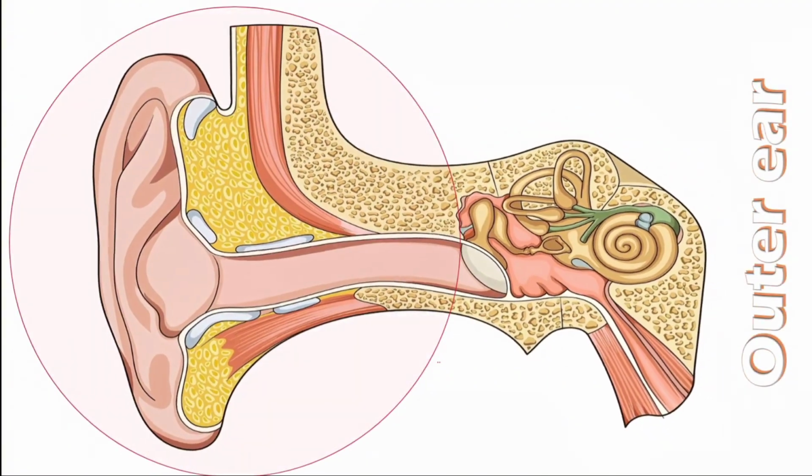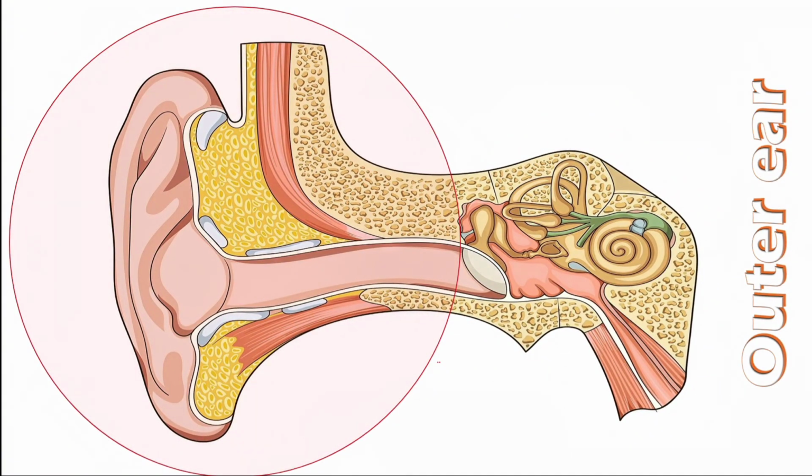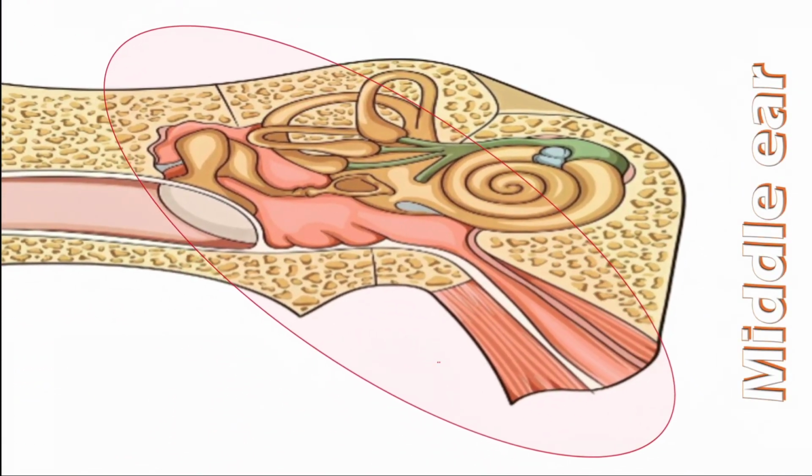1. Outer ear, external ear. The outer ear is the part of the ear that's visible. 2. Middle ear. Middle ear begins on the other side of the tympanic membrane. There are three tiny bones in this area: the malleus, incus, and stapes. The middle ear also houses the eustachian tubes, which help equalize the air pressure in ears.